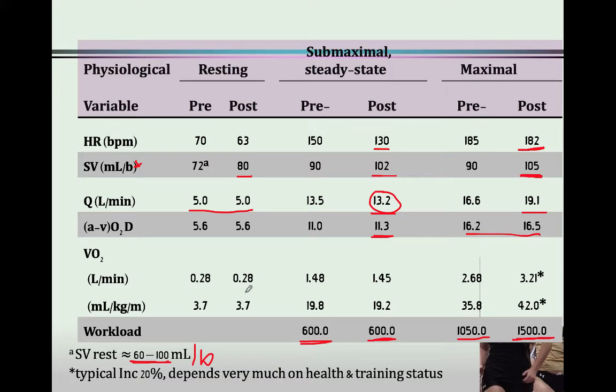Here's VO2 in liters per minute. Here's VO2 in mLs per kg per minute. This is just a tad bit high. Some later data suggests that this can vary a lot more from individual to individual than we've thought for a long time.